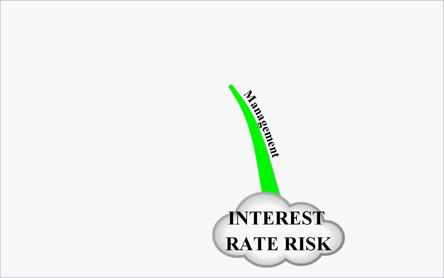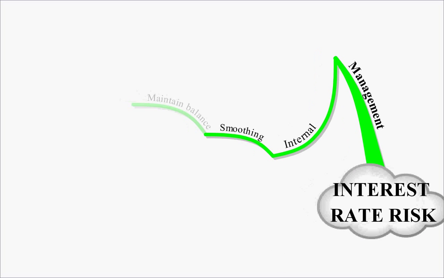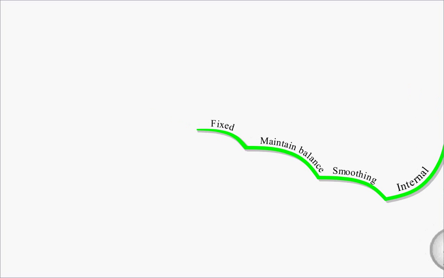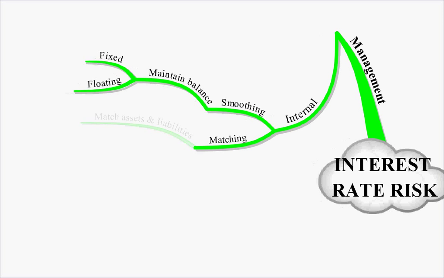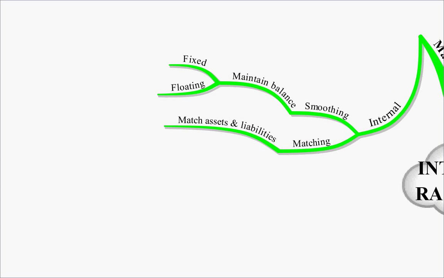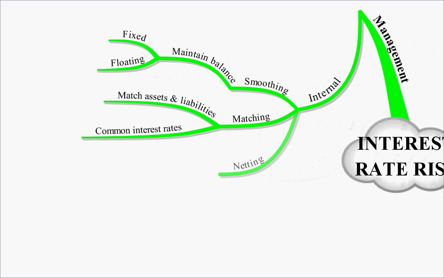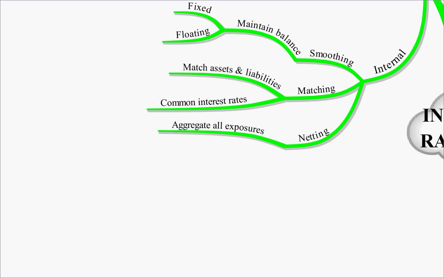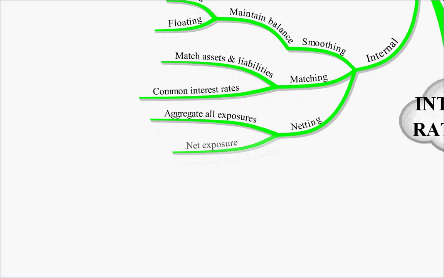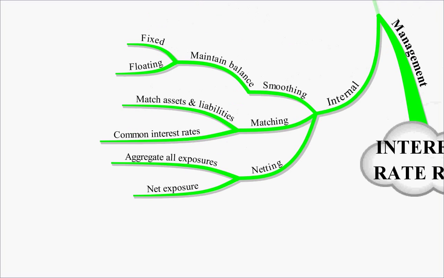So managing our interest rate risk, first of all, we have two methods. We have internal methods, and this will include things like smoothing, which means that we maintain a balance between our fixed and floating rates. Matching means we match our assets and liabilities and try to have common interest rates on both so that they set each other off. Or we can have netting, where we aggregate all of our exposures and calculate our net exposure and try to manage that risk.